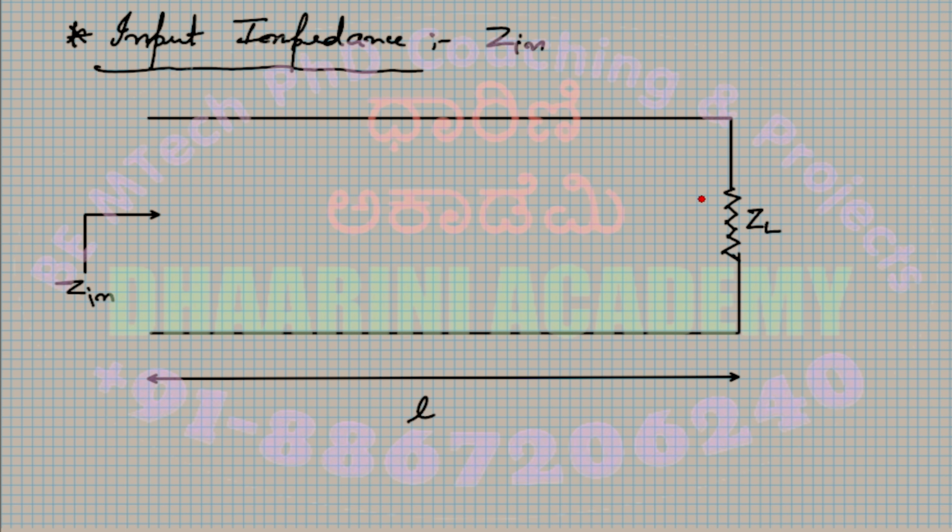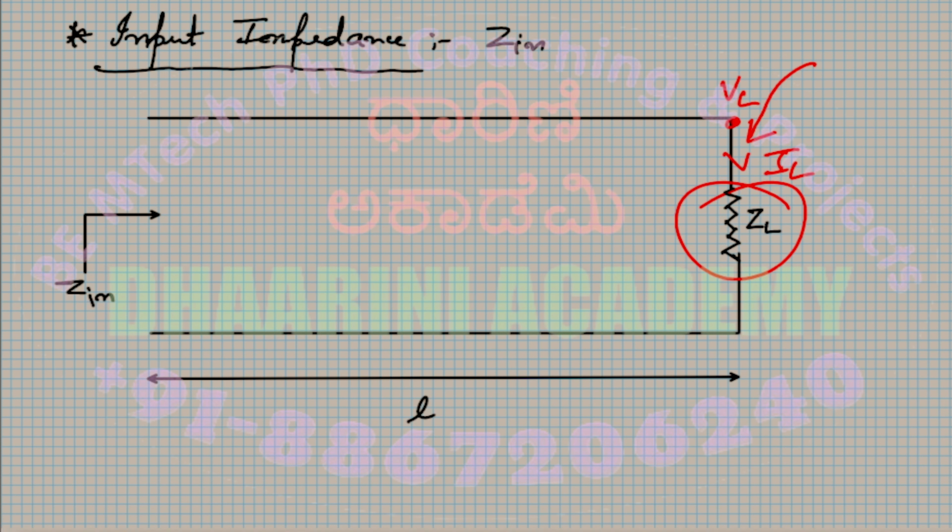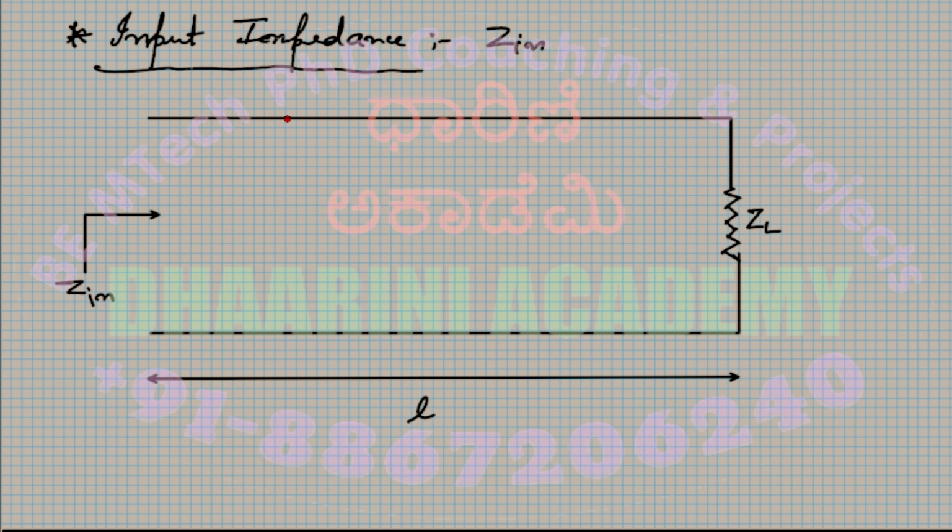Okay, so we initially calculated ZL by using the voltage at this point and the current over here, denoted by IL. Correct? We had a VL and IL, and divided VL by IL to get the value of ZL. Correct? That was the previous derivation, using this particular technique.